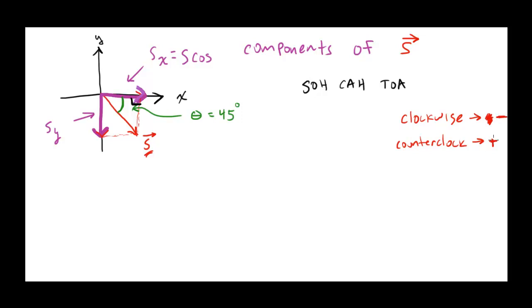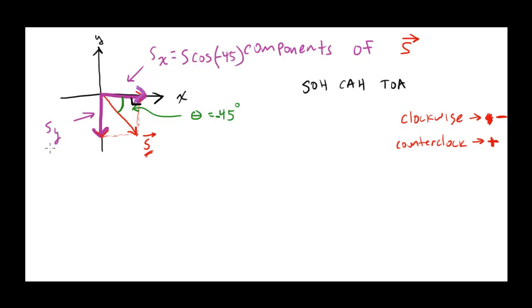Clockwise is the negative direction. Counterclockwise is the positive direction. Sorry, so that's correct now. In other words, if I start from the x-axis, which is my reference line, and I go down, in other words, if I go clockwise 45 degrees, that means that this is negative. Now I can say that this component here is S cosine negative 45 degrees.